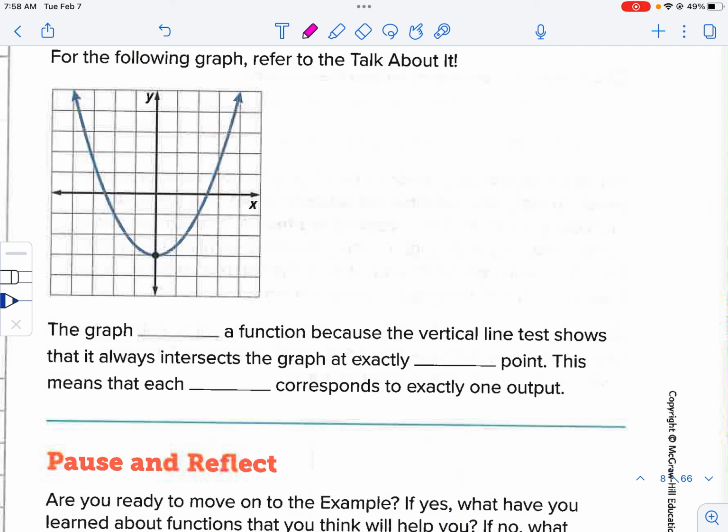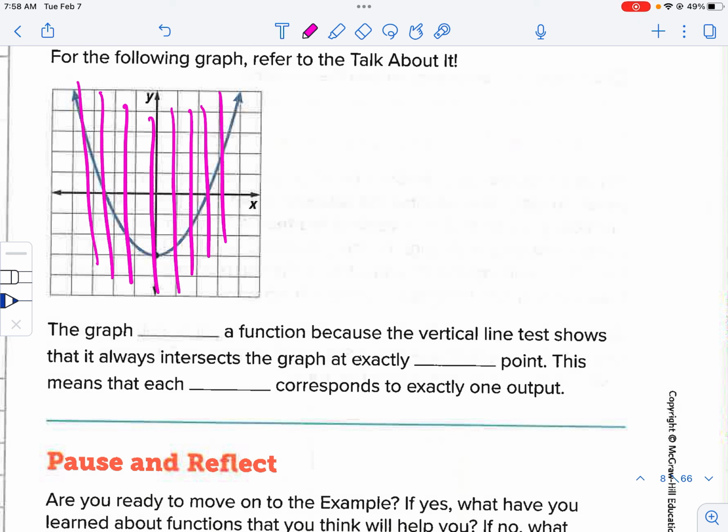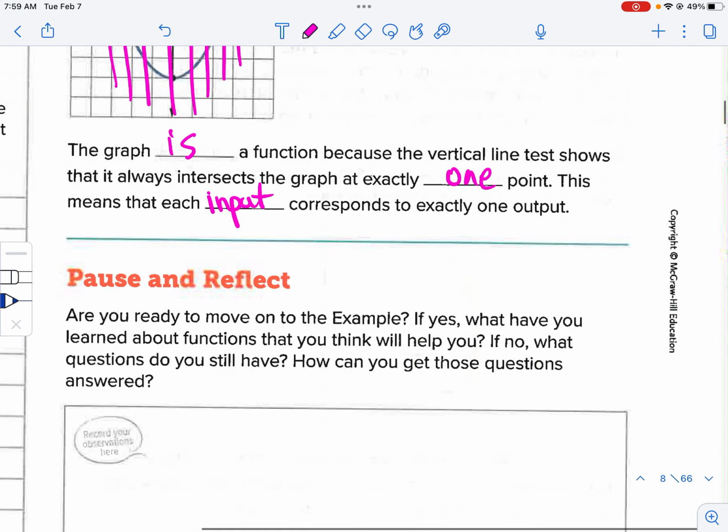Is this a function? Well, if I draw vertical lines, does it ever hit that graph more than once? So this is a function because the vertical line test shows that it always intersects the graph in exactly 1 point. This means that each input corresponds to exactly 1 output.